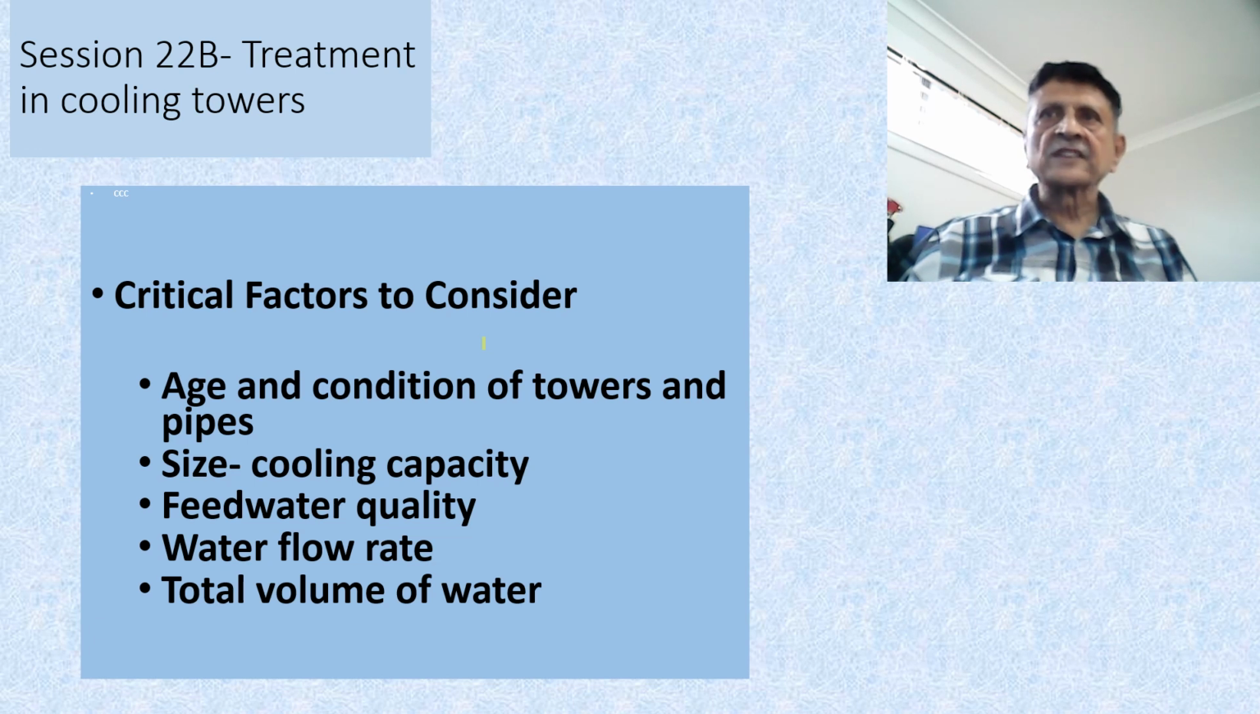There are some critical factors we have to consider when we want to apply any chemicals or ozone treatment. First, we have to consider the age and the condition of the towers and pipes. If the age is very old, the pipes may be corroded, and obviously the use of chemicals might eventually cause leaks. We have to take into consideration that the pipes are in good shape.